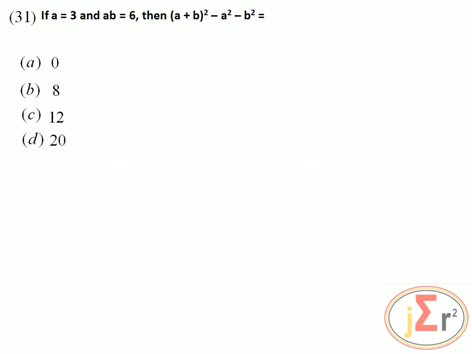If a is equal to 3 and ab is equal to 6, then (a plus b) all squared minus a squared minus b squared is equal to... There we have (a plus b) all squared in the expression given right here, probably the part that requires the greatest consideration.